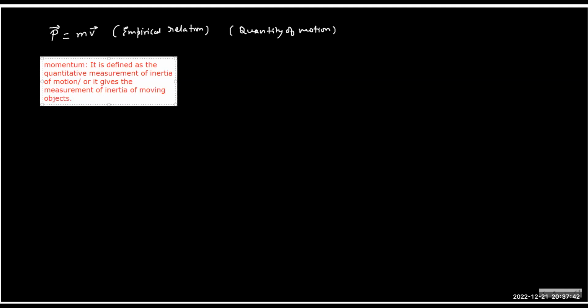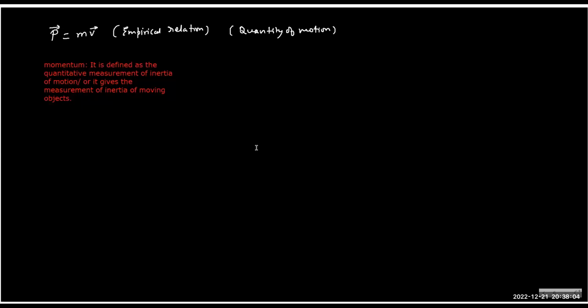So when it comes to the comparison of inertia of two moving bodies, we should look at mass and velocity. But when it comes to the inertia of two bodies at rest, we should look only at mass. Understood? Tell me, guys, is this clear? Yes or no? Yes, sir. All right.